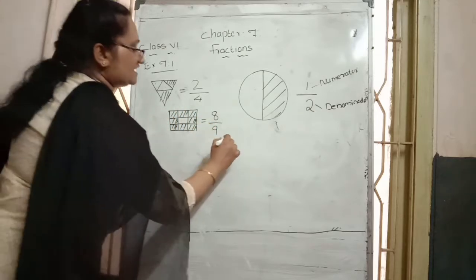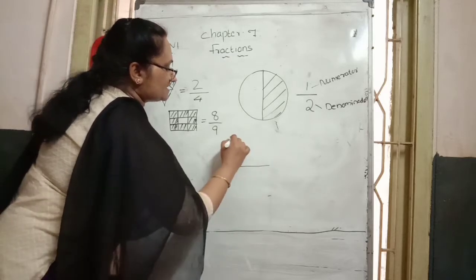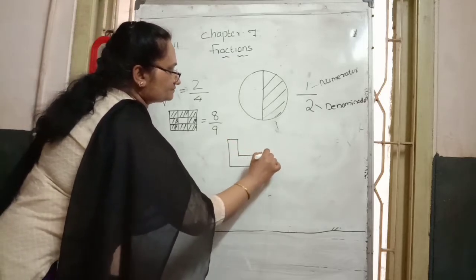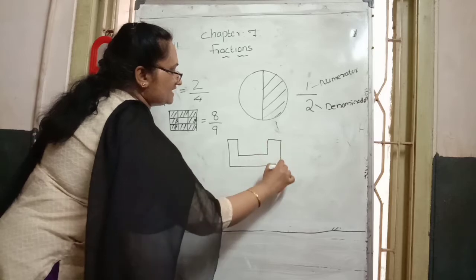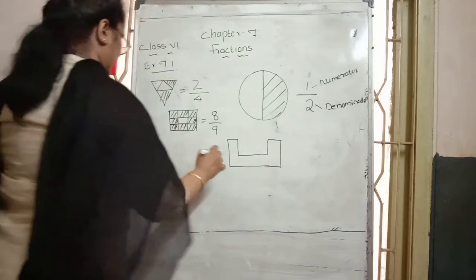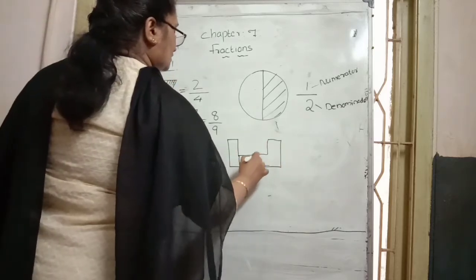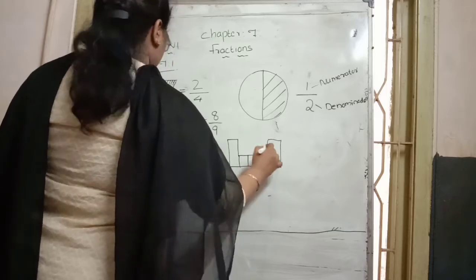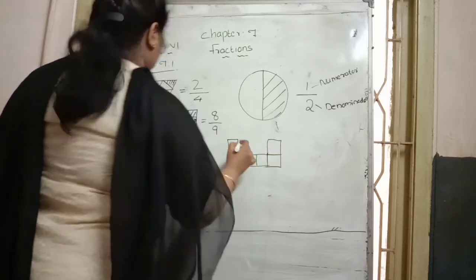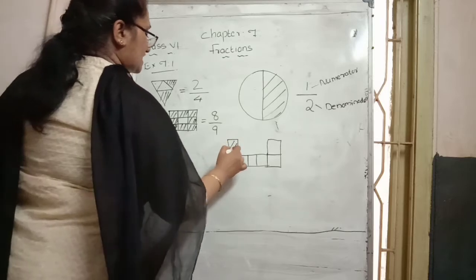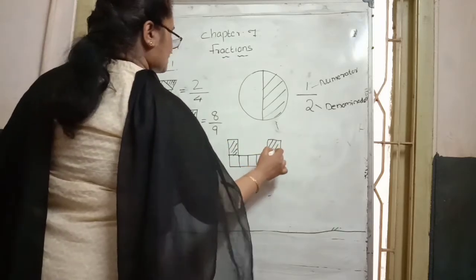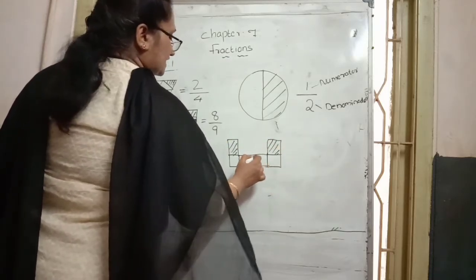One more question. Here in this way they have given a diagram. In this way it is divided, like this 1, 2. In this way it is divided and like this. Some parts are shaded. This part is fully shaded, this part is fully shaded, and here in the middle also.